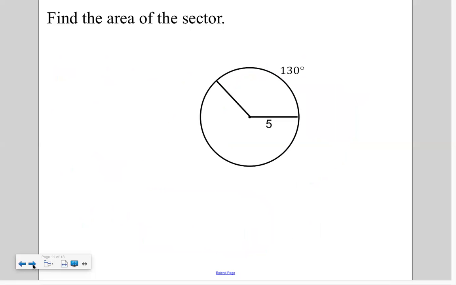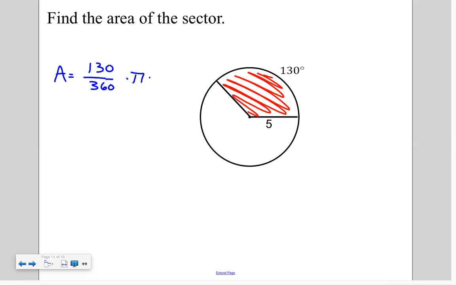In this one, it says find the area of the sector. Talking about this area right here. We got our degree measure, that's 130. So 130 over 360 times pi times 5 squared. Let's see, 130 over 360. That's just going to end up being 13 over 36, but let's double check. Yep, 13 over 36.